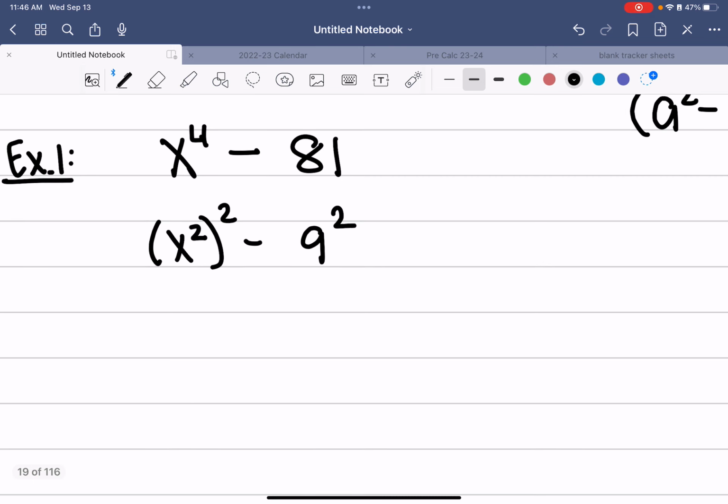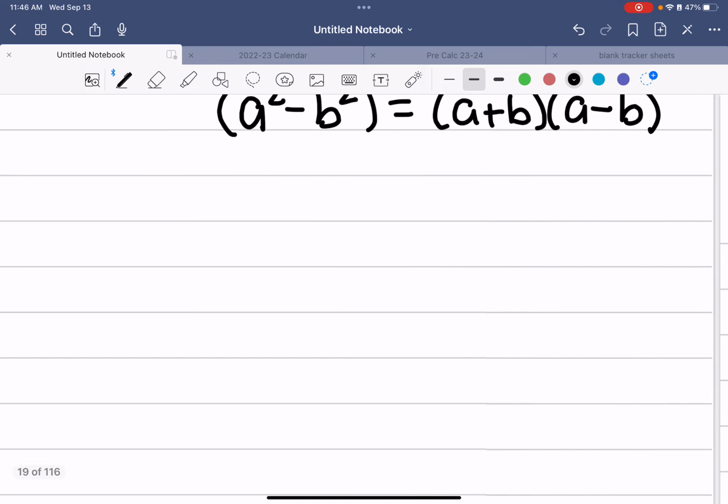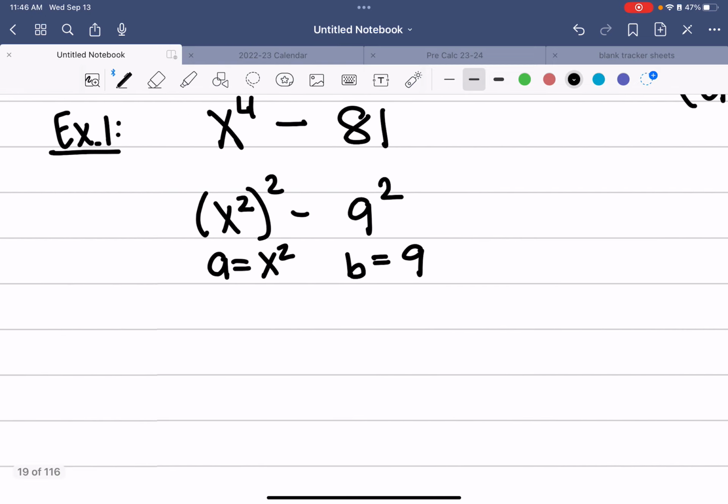And I'm just going to go ahead and identify that this indicates that a squared is x squared squared, so a would be equal to just x squared because the square of it is a squared. B squared is equal to 9 squared, so b would be equal to 9. And now we're just going to write it in the format that we have over here, which is a plus b times a minus b. So a is x squared, so x squared plus b times a minus b, x squared minus 9. So here would be our first round of difference of squares.